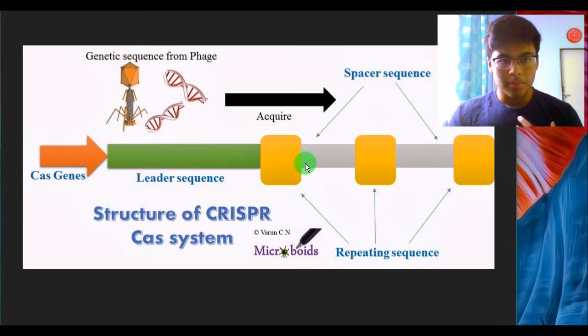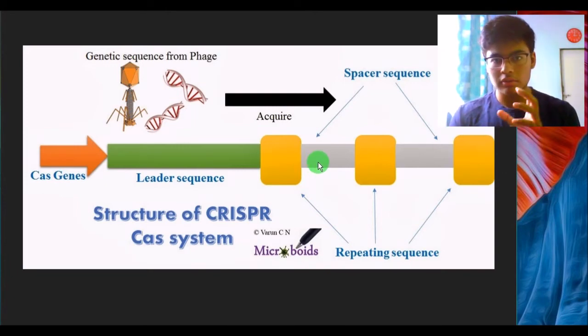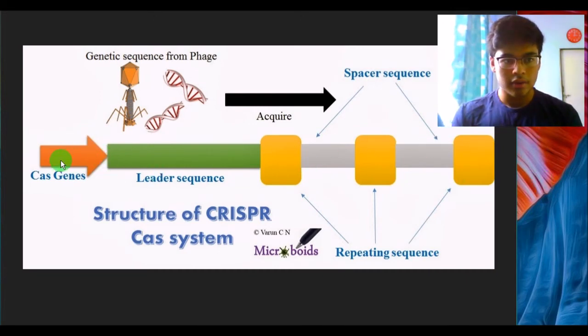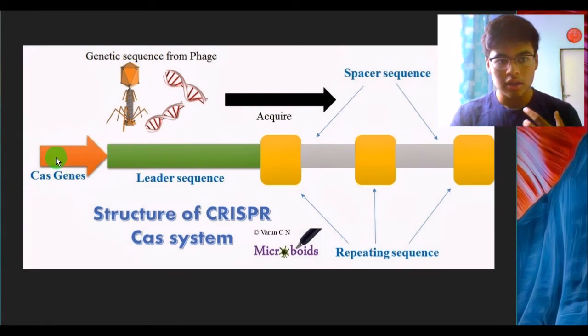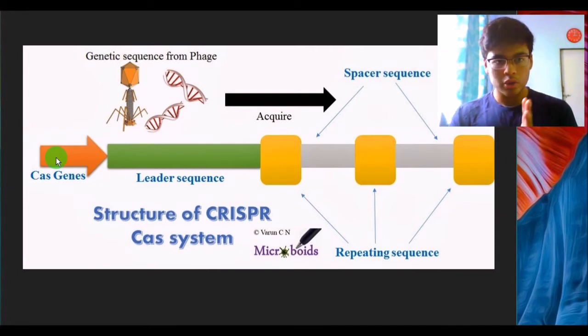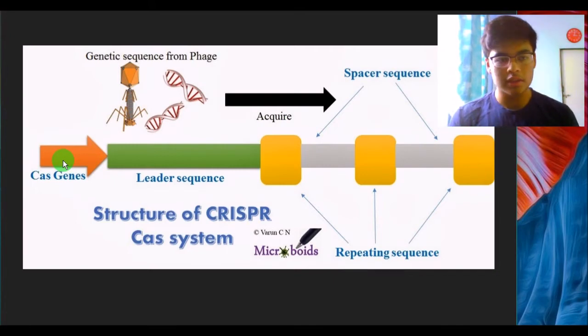Now, how is this used? This is the genome of that specific bacteria you see here. You have some Cas genes associated with the CRISPR system. Cas genes are CRISPR associated genes. What these genes do is synthesize a protein called Cas9. We'll talk about this protein in detail in just a minute.